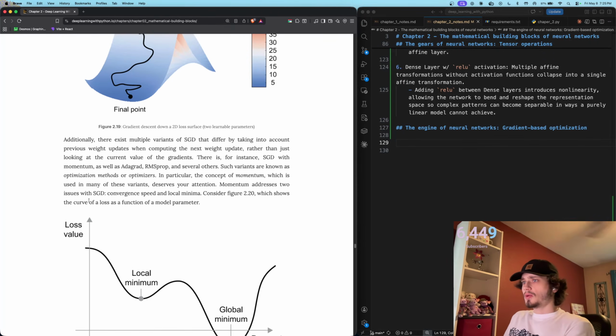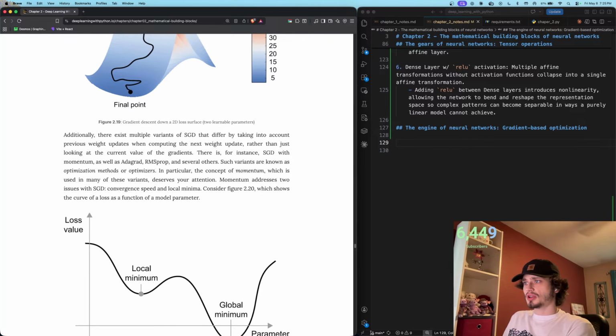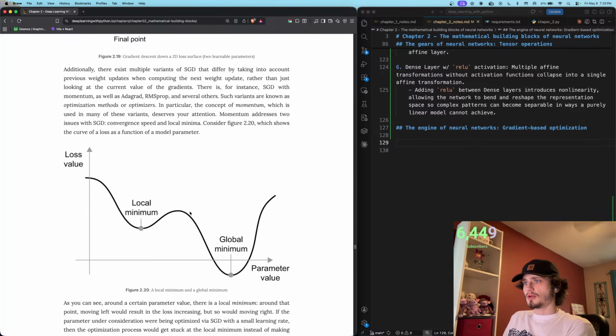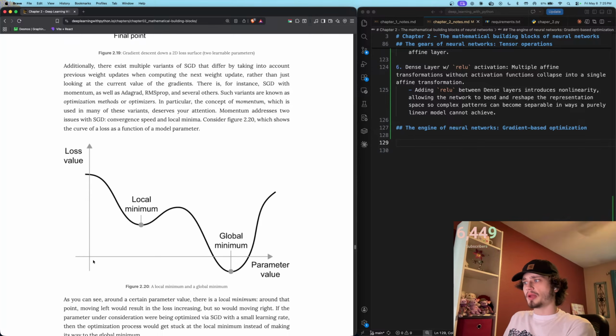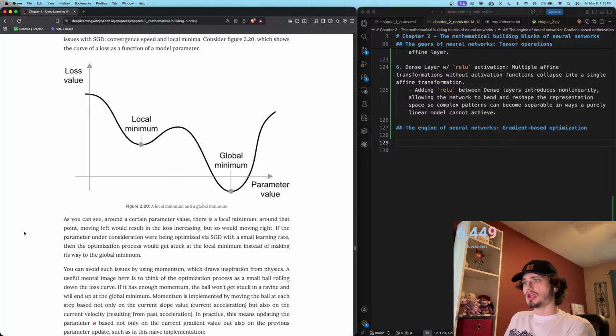Consider figure 220, which shows the curve of a loss as a function of a model parameter. We have some loss value on our y-axis and parameter value on our x-axis. We have a local minimum and a global minimum here. Around a certain parameter, there is a local minimum. Around that point, moving left would result in an increase in loss, but so would moving right. You're kind of stuck in the bottom of this hill, of this valley, I mean.